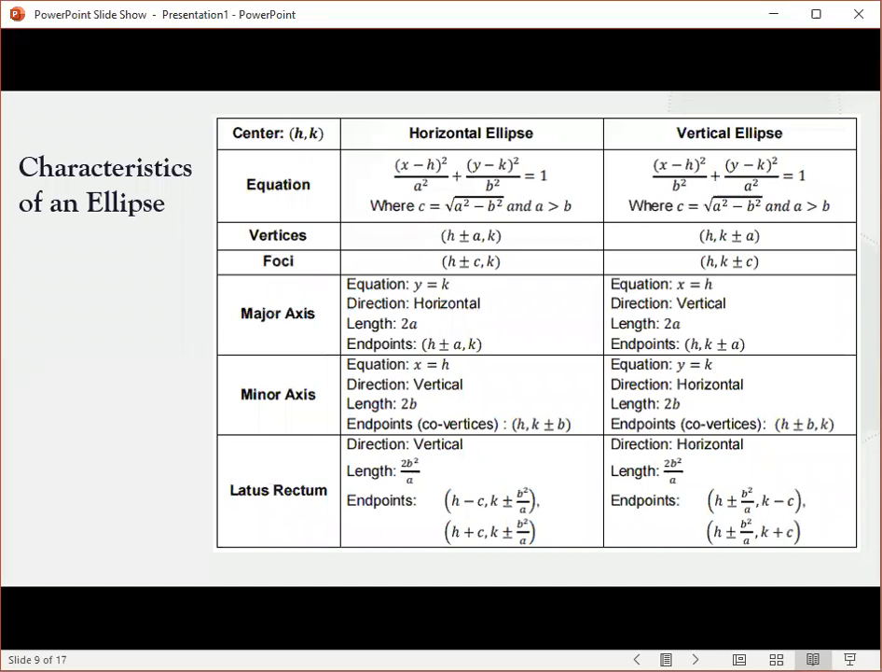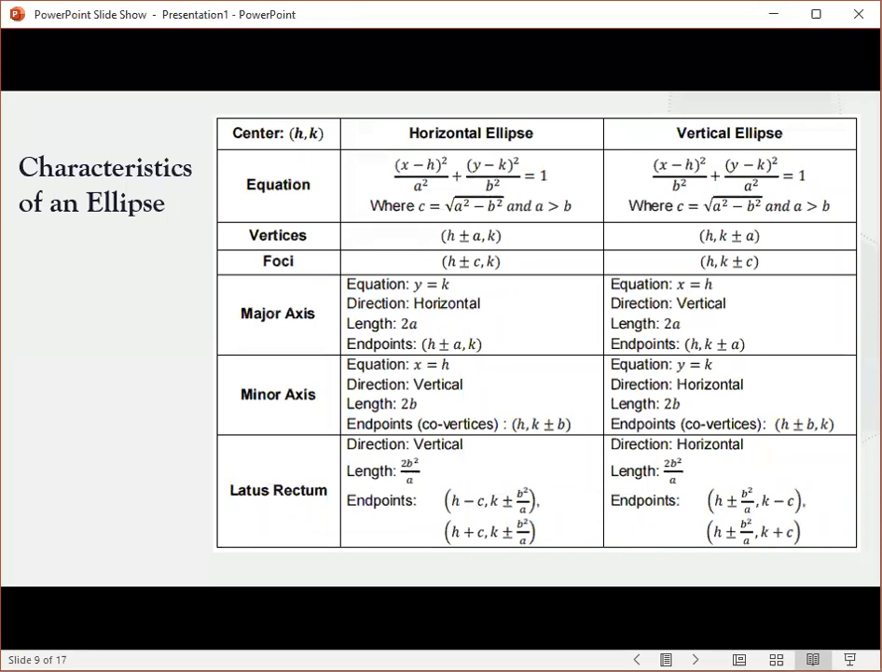Now take note. This is different from the Pythagorean theorem. The Pythagorean theorem is the square root of A squared plus B squared. For the ellipse, C is equal to the square root of A squared minus B squared.